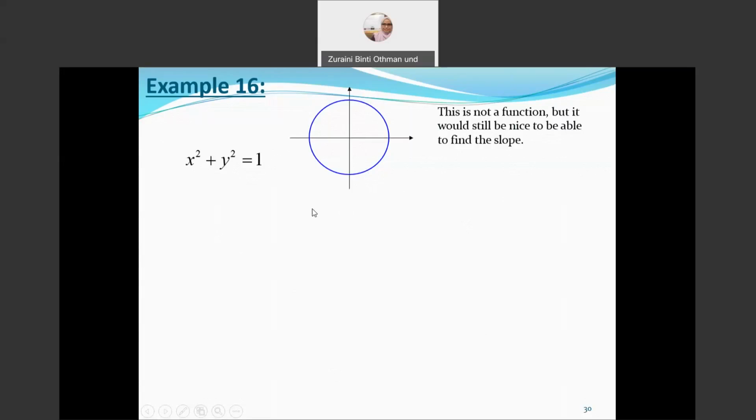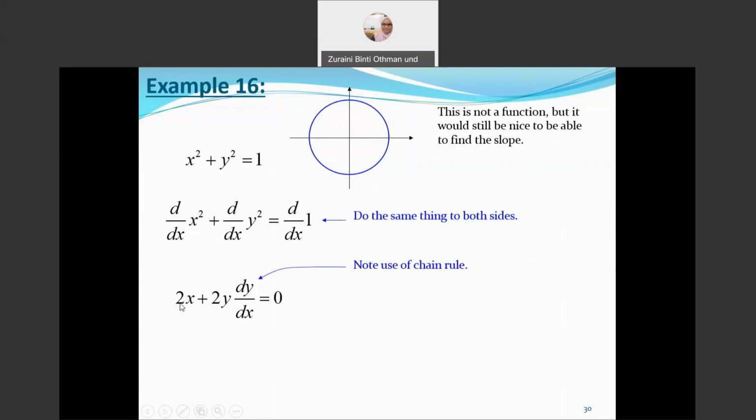Here we want to differentiate it. Okay, differentiate this become, okay, differentiate x kuasa 2, differentiate y kuasa 2, dan differentiate 1. Okay, then we get x kuasa 2 dapat 2x. Then here it's involve y. So then when we differentiate y, we get 2y dy over dx and equal to 0.